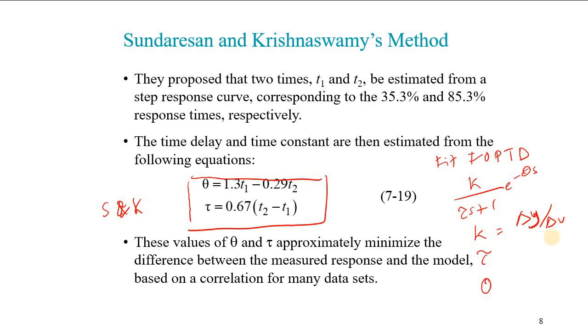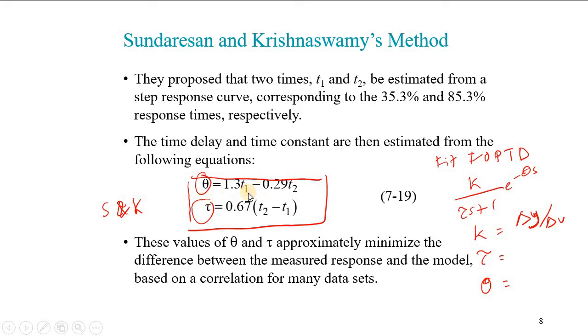This is similar for all methods, okay? How to find tau? Now I have an equation of how to find tau. How to find theta? Now I have an equation of how to find theta. So I can find tau and theta using the equation.